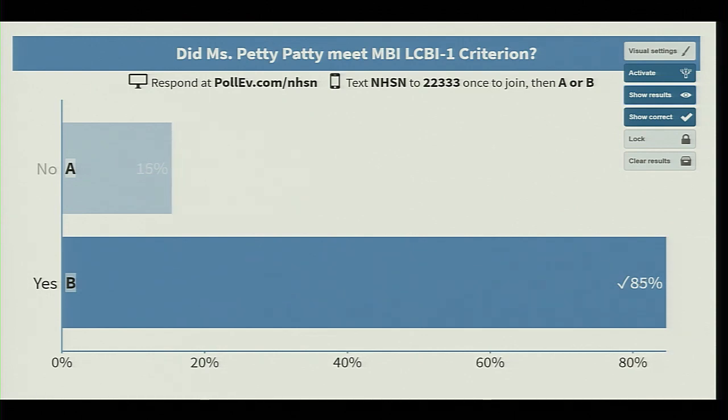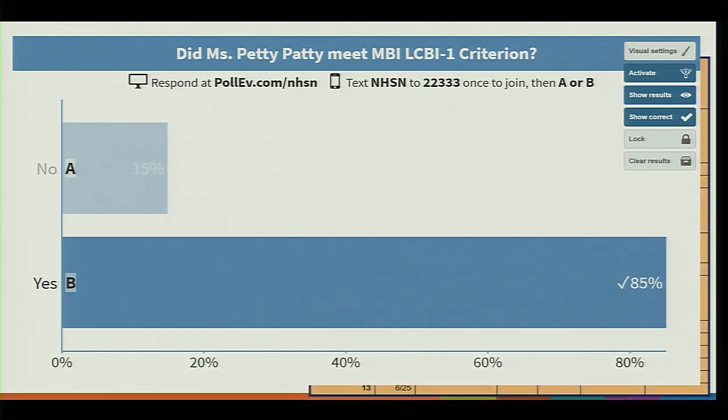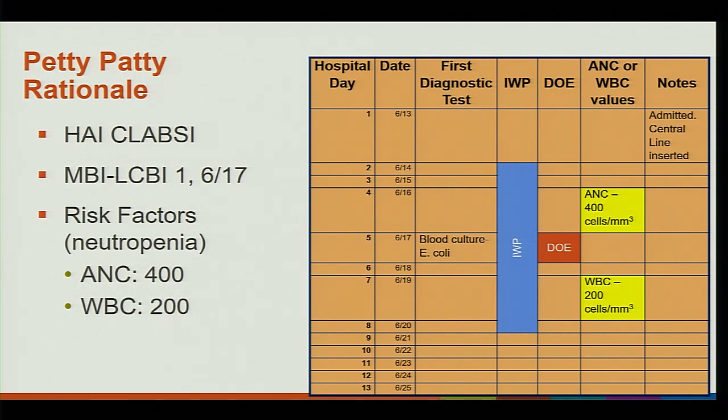So the correct answer is yes. We first need to determine if LCBI criterion is met. Miss Patty is admitted on 6/13 and the positive blood cultures occur on 6/17. Because E. coli is a recognized pathogen, LCBI 1 criterion is met on 6/17. Now we can evaluate for MBI LCBI 1. The organism identified, E. coli, is an MBI organism.